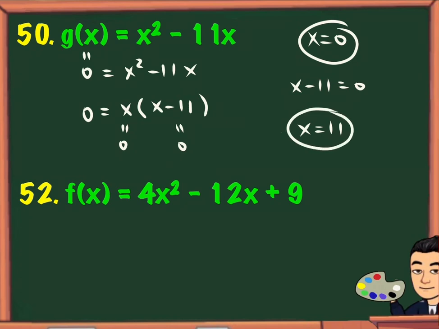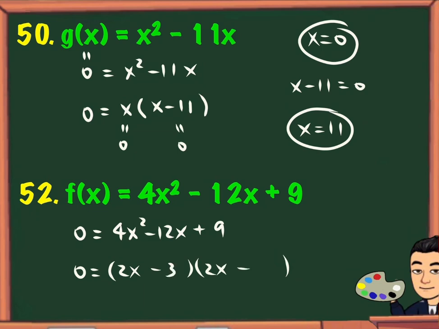For number 52, set f of x equal to 0, and then equal to 4x squared minus 12x plus 9. So let's factor that. So it's going to be 2x minus 3 and 2x minus 3. So basically they're duplicated, if you set both of them equal to 0, so we can just do it once. So 2x minus 3 equals 0. Add 3 on both sides. That means 2x equals 3. And x equals, divided by 2, 3/2.